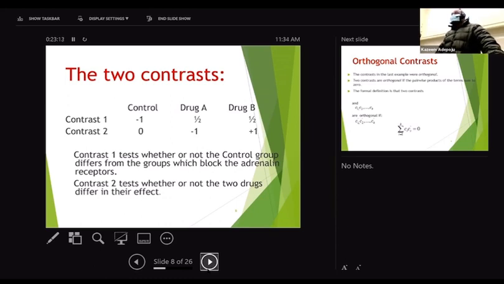Half plus half is 1. 1 minus 1 is 0. That is what contrast 1 is talking about.